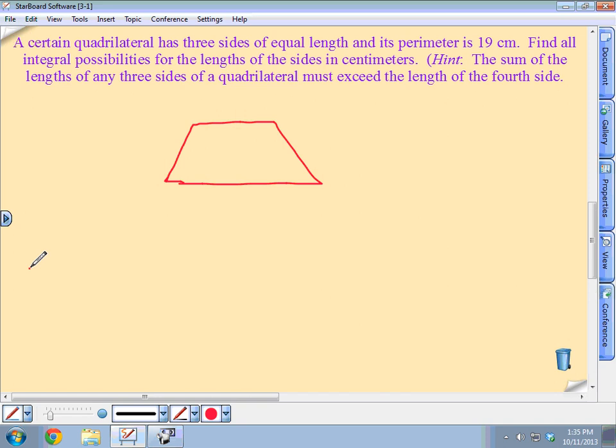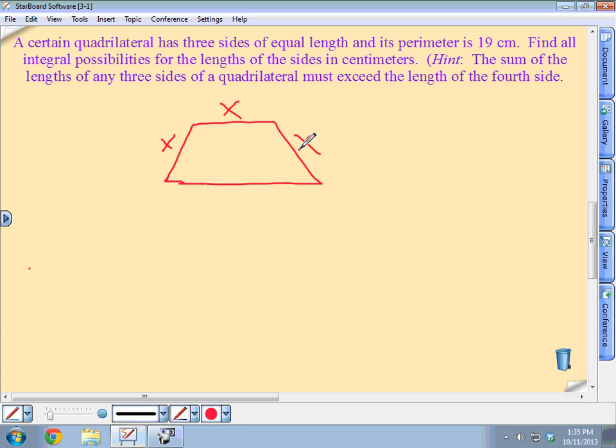Okay, so you want to draw a picture. Anytime you have anything with perimeter or area or geometry, it's always a good idea to draw a picture. It's a lot easier to understand. So a certain quadrilateral has 3 sides of equal length. So if they're equal, let's just use a variable to represent those, because those are all the same. Its perimeter is 19 centimeters.